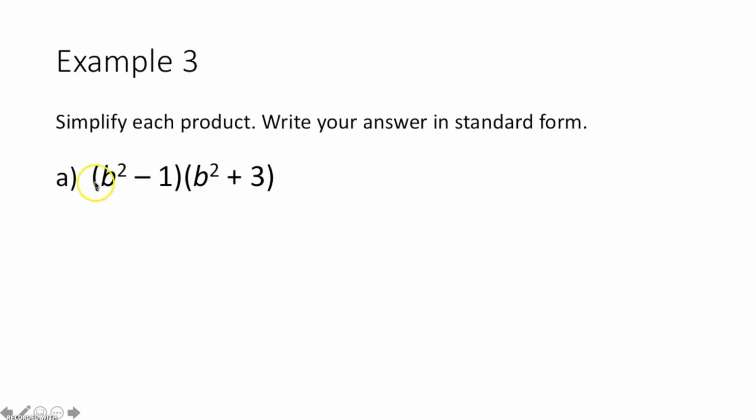Doing the same thing, except this time we have a b squared here and a b squared here. So it works the exact same way. We are going to FOIL. We multiply the first terms together. So what's b squared times b squared? That's b to the 4th, actually.